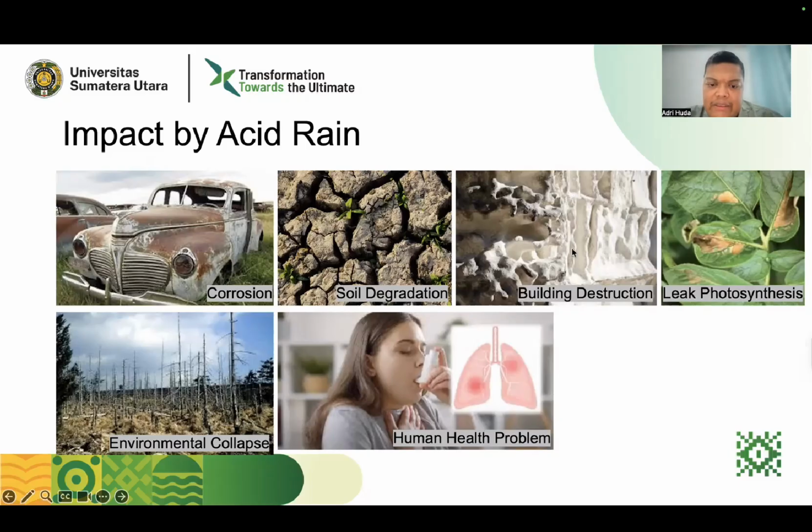The other thing here, as we can see, is that acid rain can also initiate asthma. A lot of academic studies report that the acid rain can make the asthma worse compared to the one with lower acid rain presence.